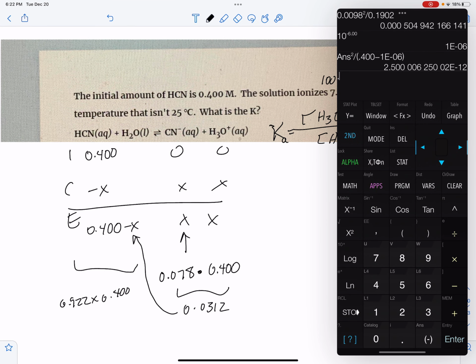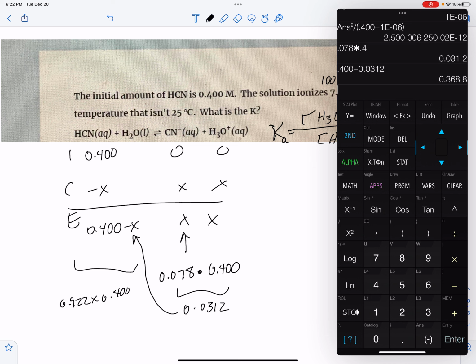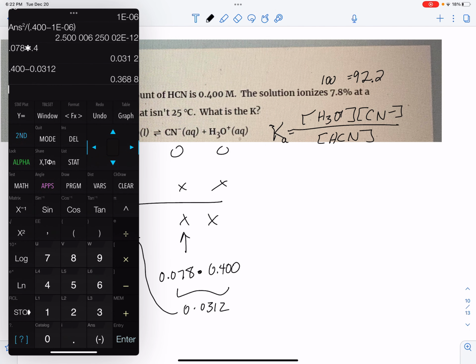So 0.400 minus, and then I'm just going to find that value. So that tells me what that one is. And part of the reason I'm doing that too is just to get in my calculator. So that number is 0.3688. That's that whole term.